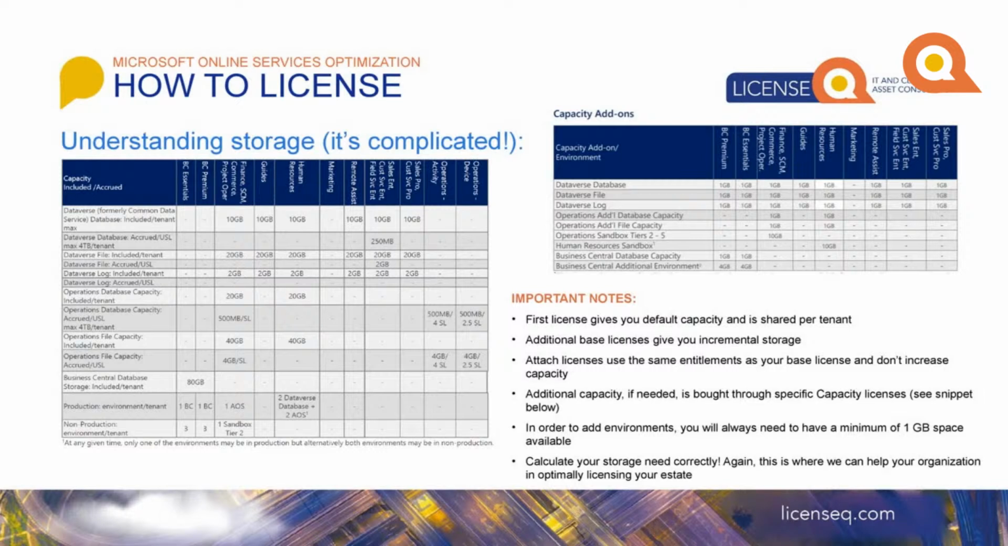You have the option to buy capacity add-ons. So if this doesn't serve your need, you can buy additional storage licenses. Again, for sales enterprise, customer service enterprise, field service enterprise, it would be 1 gigabyte that you can expand upon by buying a SKU of any of these three. So the base licenses give you the incremental storage. The attached licenses don't give you an additional increase in your storage. It's based solely on the base license.